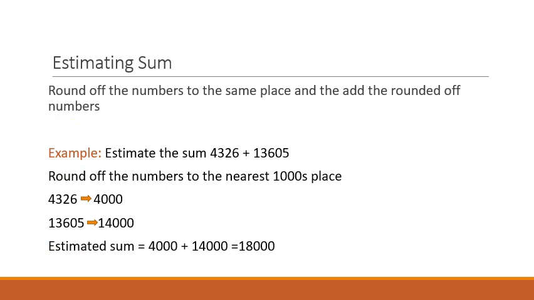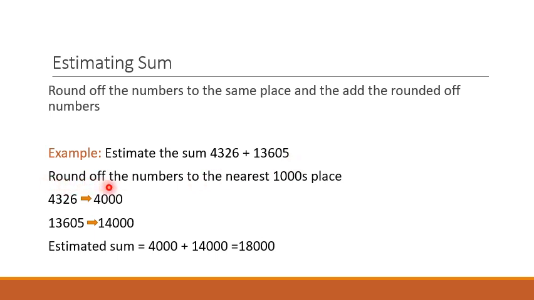So now we have learned how to round off the numbers. Let's see how to estimate the sum of any two numbers. To find out the estimated sum of any two numbers, we have to first round off the numbers to the same place and then add the rounded off numbers. Let's understand it with an example. Estimate the sum of these two numbers, 4326 and 13605. So what we have to do?